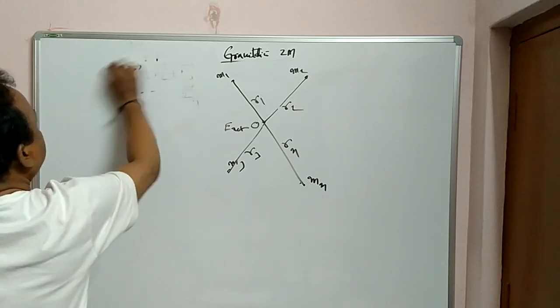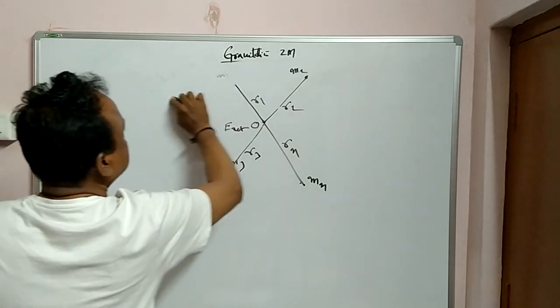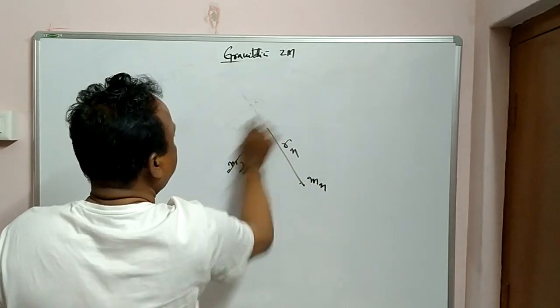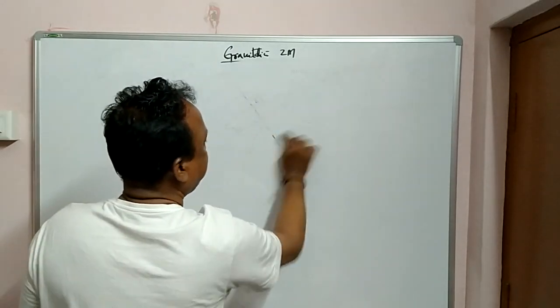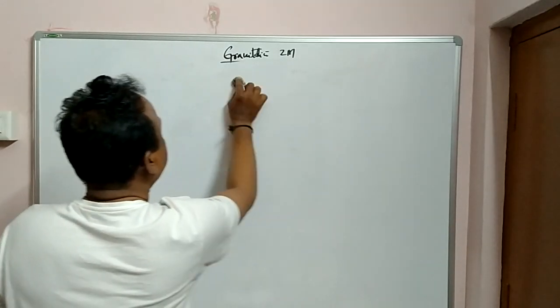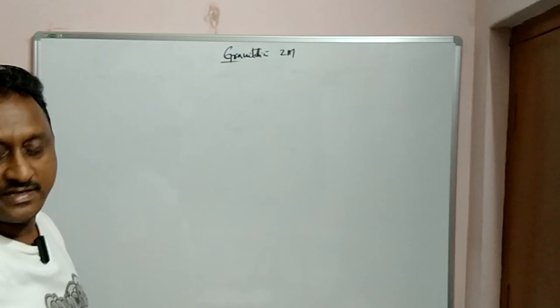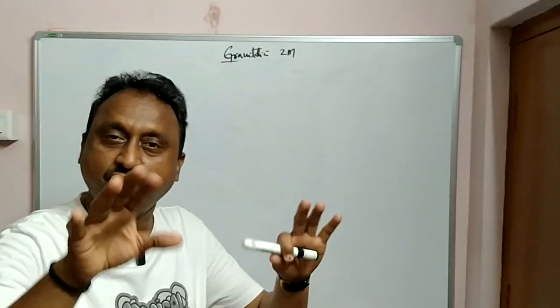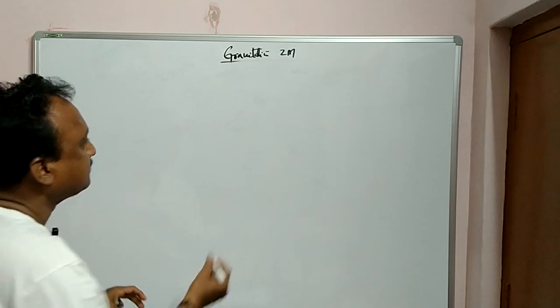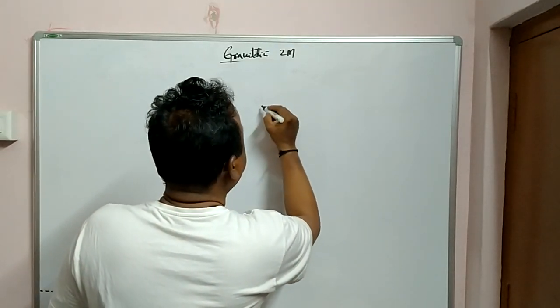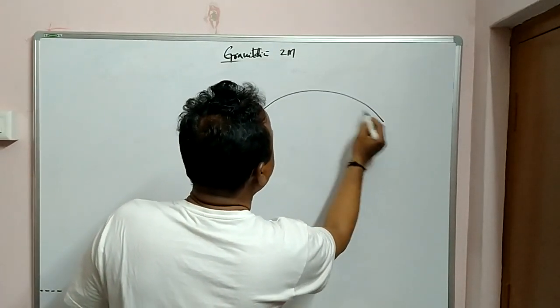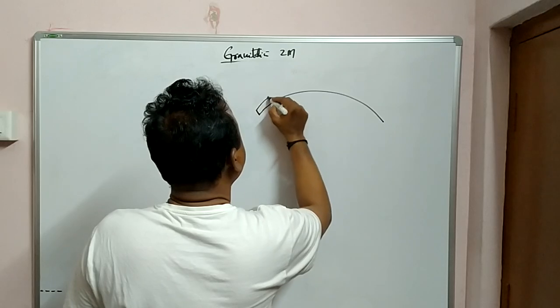Now let us go further. Now after learning about the superposition principle in gravitational field intensity, let us study gravitational field for different structures. For example, see here, suppose this is an arc. Suppose this is the arc of a circle.